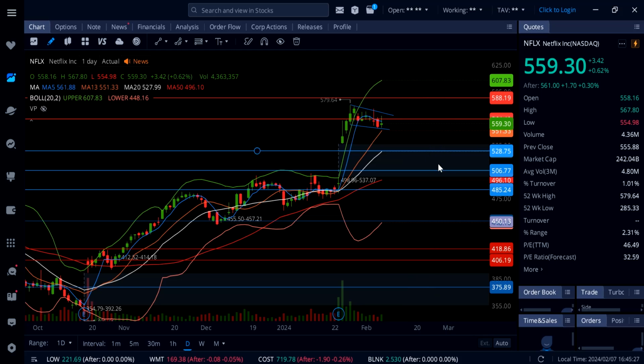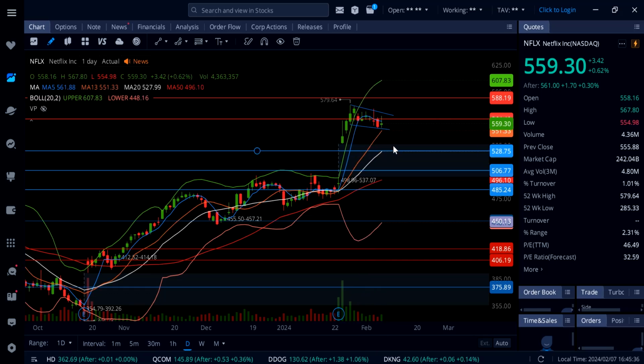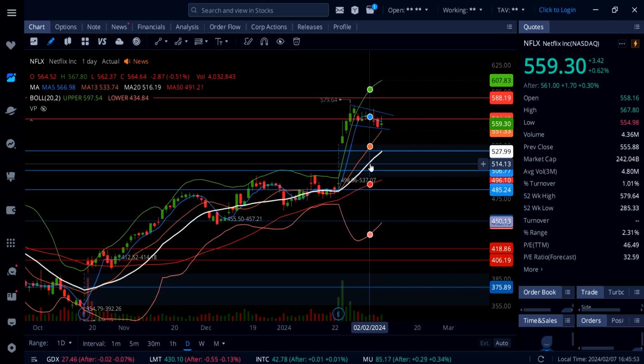To the downside, you can see the 13-day moving average right here moved up, sitting at 552. So that's going to be a strong support to watch, and also the bottom of this flag down here. This is going to be a level to watch as a support, 552, and below that this thing can dump all the way down to 528.75, and that is also aligned with this white line 20-day moving average.